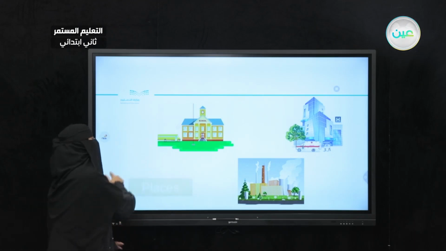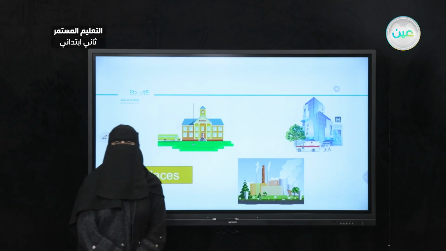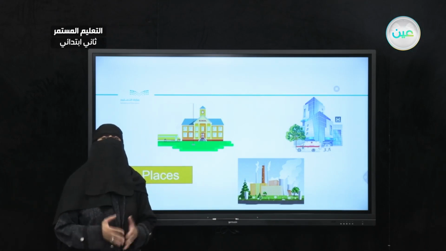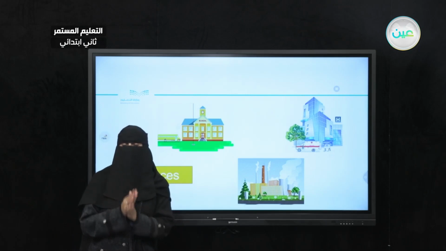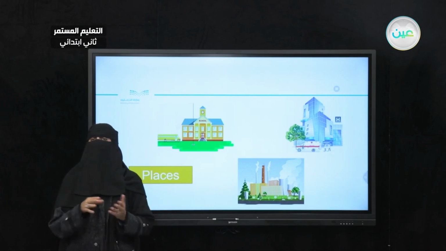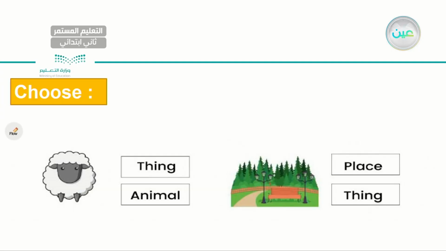These are called places. Very good. They are places. If you want to ask about the places, we normally use the word where. Where is your father? He is in his company. Where is the pilot? He is at the airport. Where are the students? They are at school, and so on.